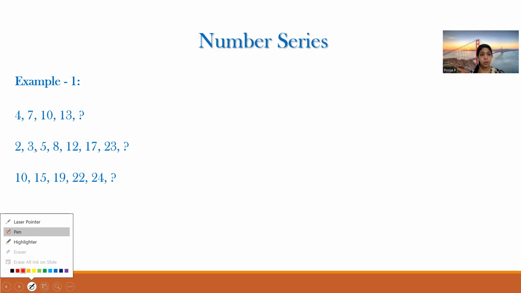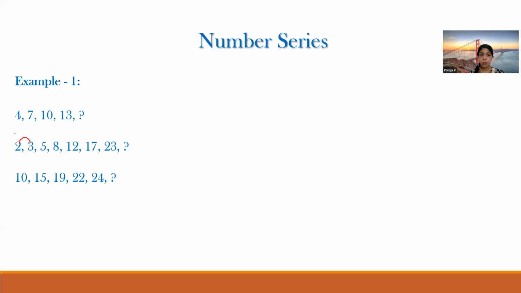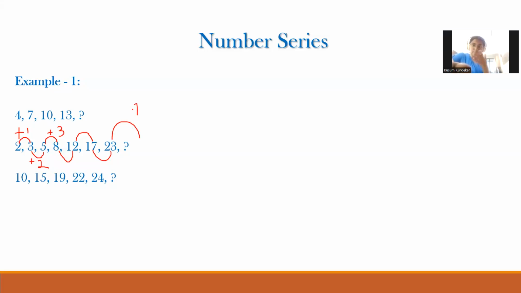The second question: 2, 3, 5, 8, 12. I don't know if you're able to understand. 2 to 3 is plus 1. 3 to 5 is plus 2. 5 to 8 is plus 3. So in this case, this should be 4, this should be 5, this should be 6, and this should be 7. The answer is 30. Correct, 30 is the answer.